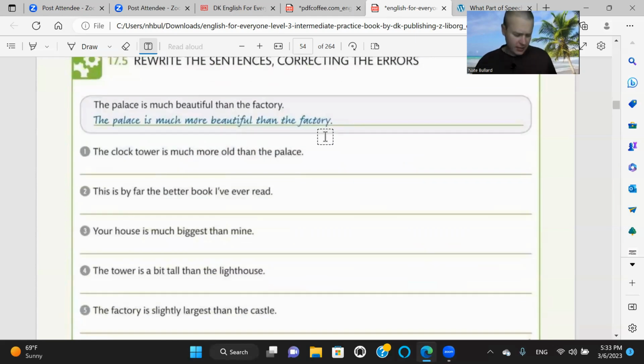The palace is, and I'm going to put this speaker back in. Let me see if this will work. There we go. Perfect. All right.